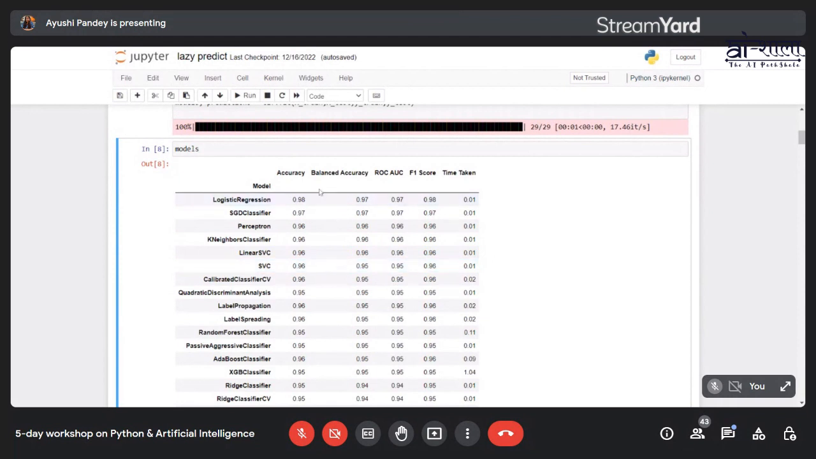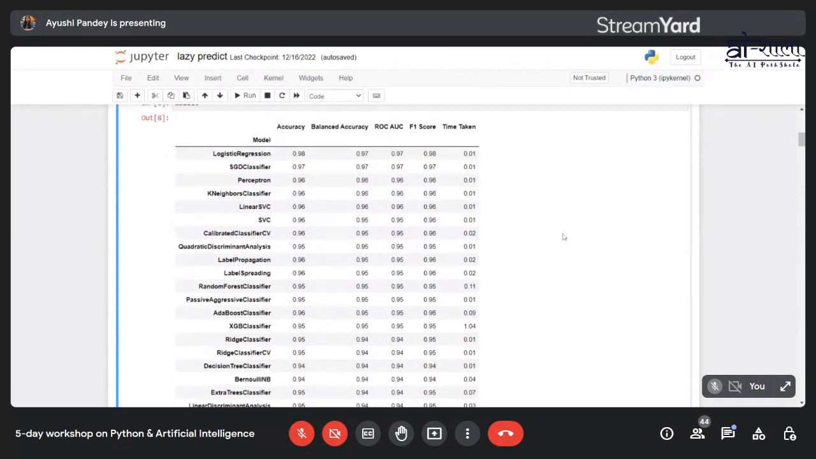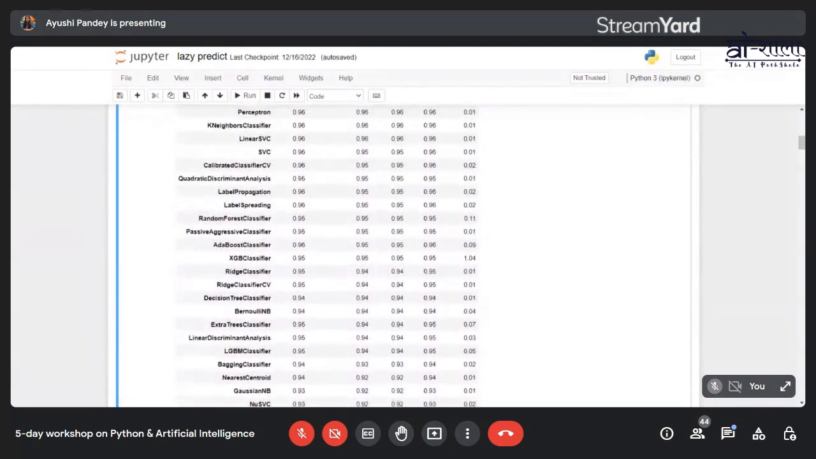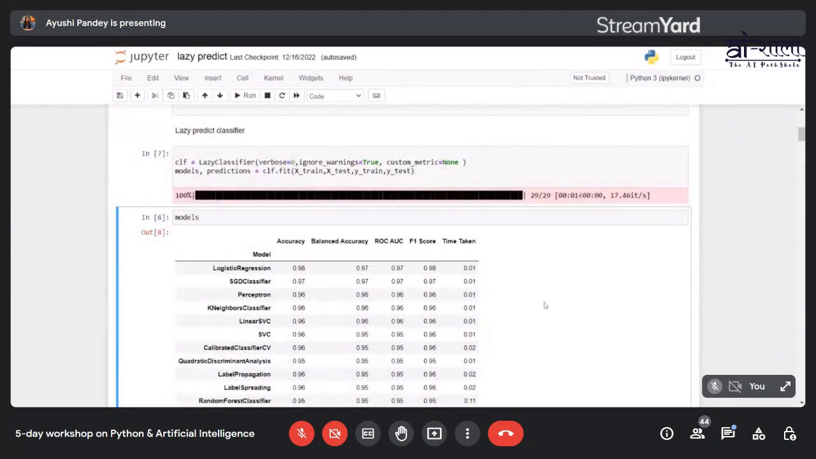So you can look into this lazy predict. These are the different classifiers which are there. This logistic regression is also a classifier. So there are around 20, 30 classifiers, but look into it. Okay, so this was lazy predict.